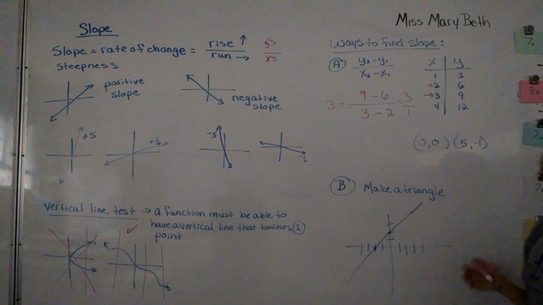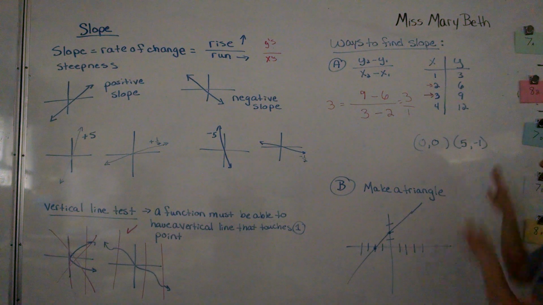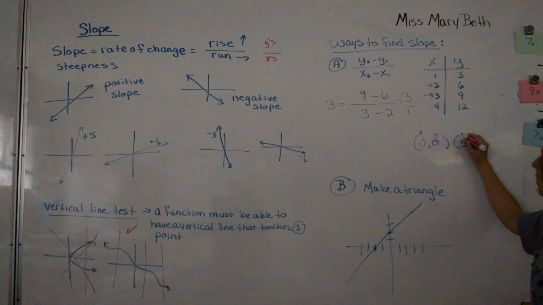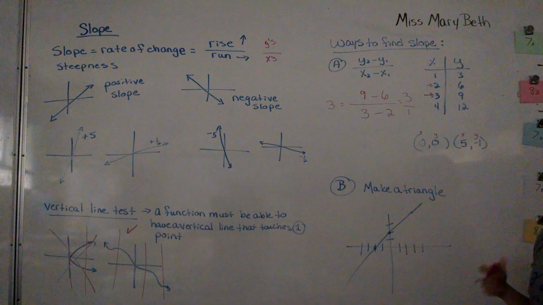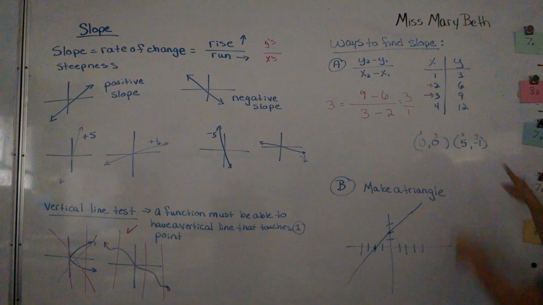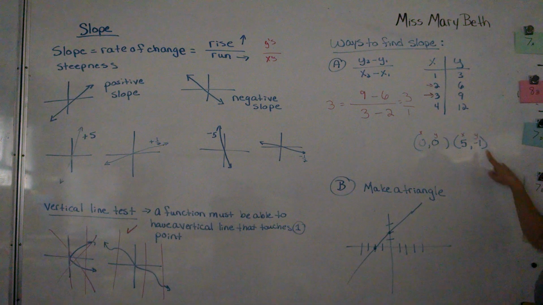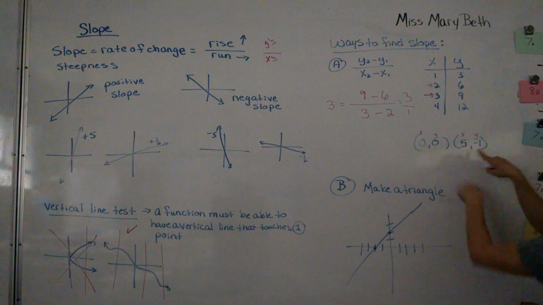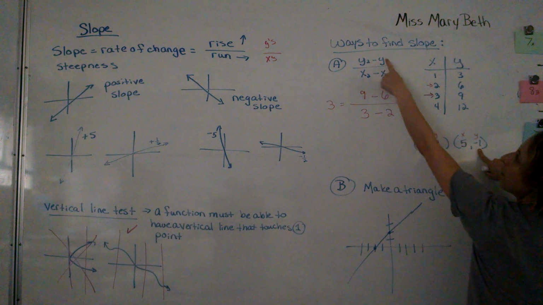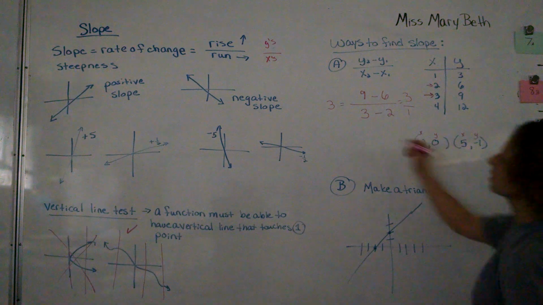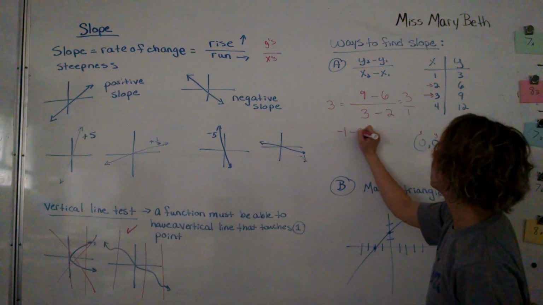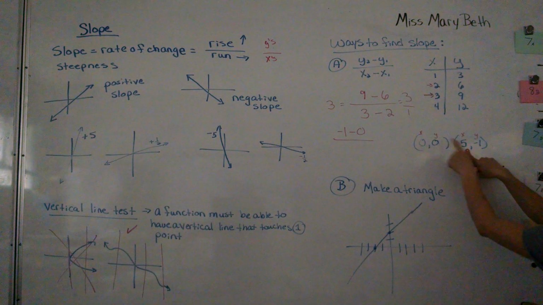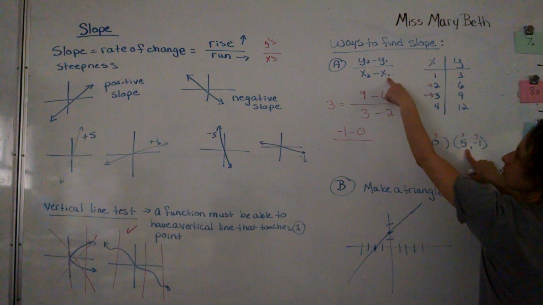If I just had 2 points, I could do the same thing. Even if I didn't have all of the points, I could do it here. Remember, our first number is always x and y. Which one do you think is our second one? The ones in the second parentheses. So here's y2, here's y1, here's x2, here's x1. y2 minus y1 would be negative 1 minus 0. And then x2 minus x1, 5 minus 0.